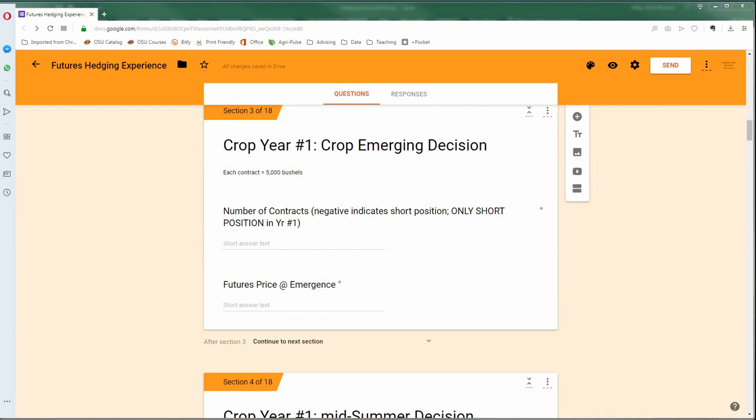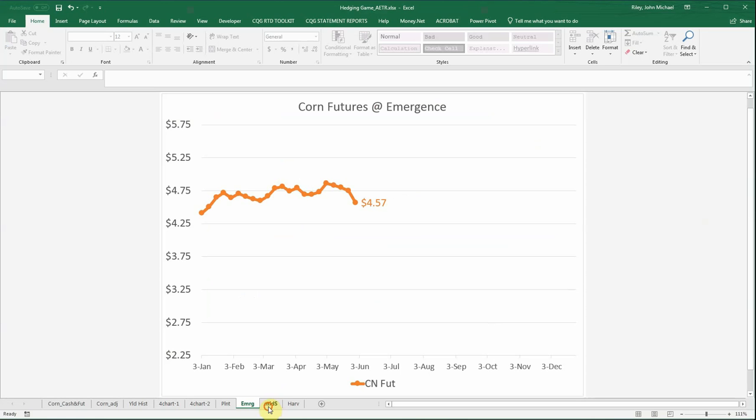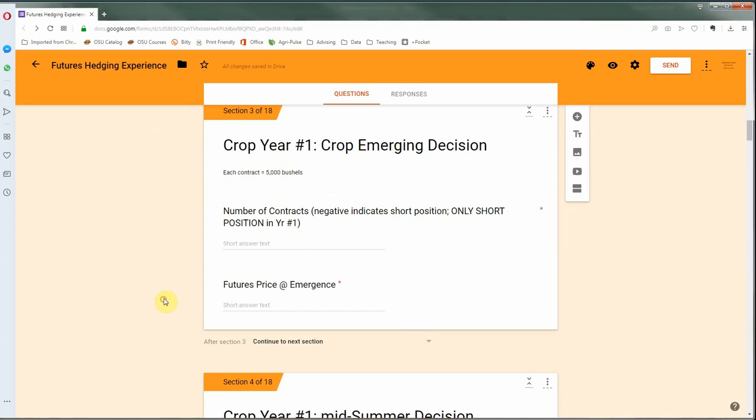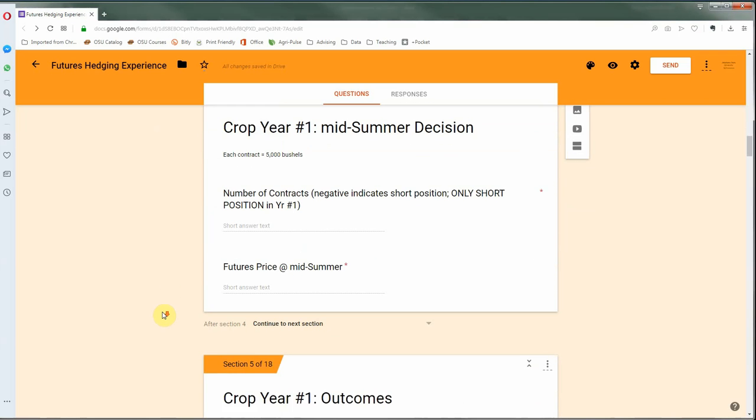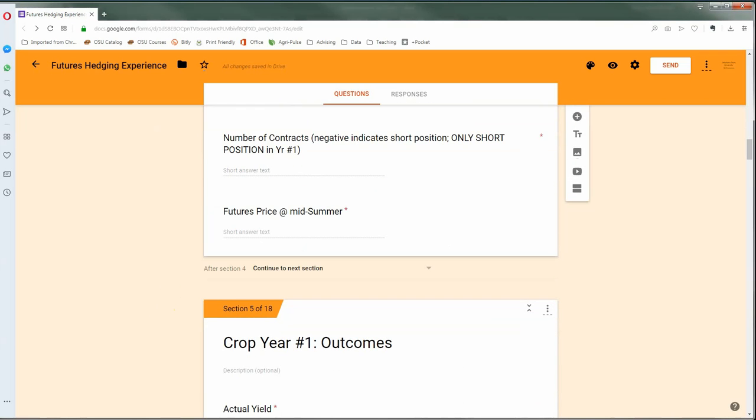They make that decision. We move to the third time period in the growing season, midsummer. I tell them, okay, tell me how many positions you would like to take at a price of 361. They submit that information through the form. Through the midsummer decision, I ask them again the price just to make sure we're paying attention. And then we move to harvest. I tell them to pause until we get to the next screen on the spreadsheet.